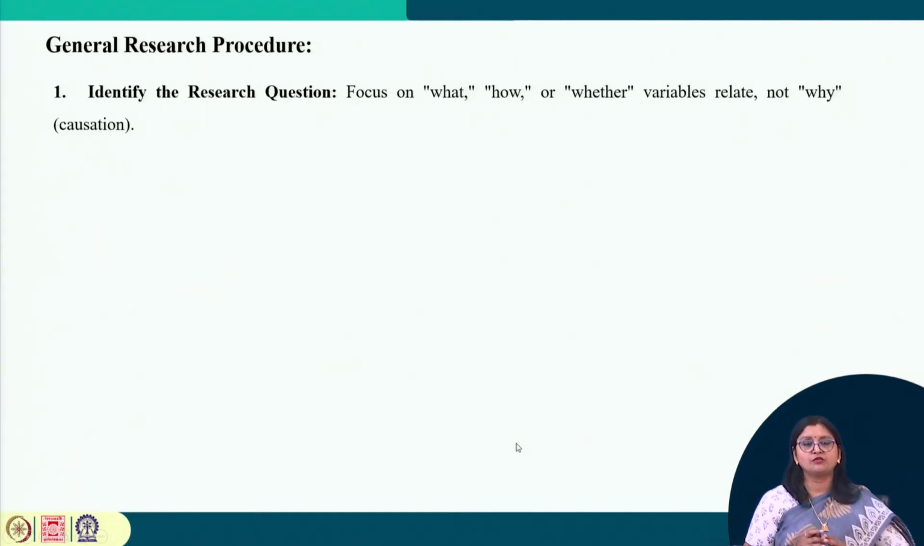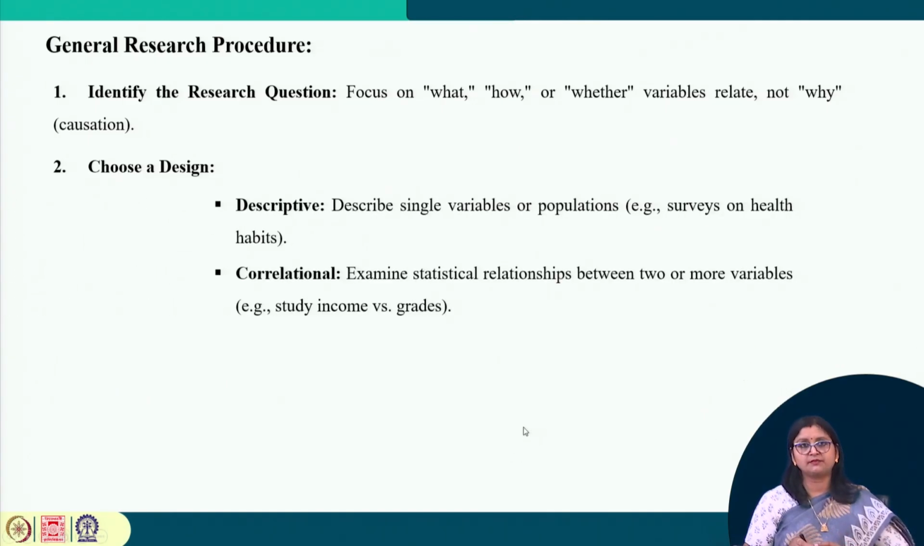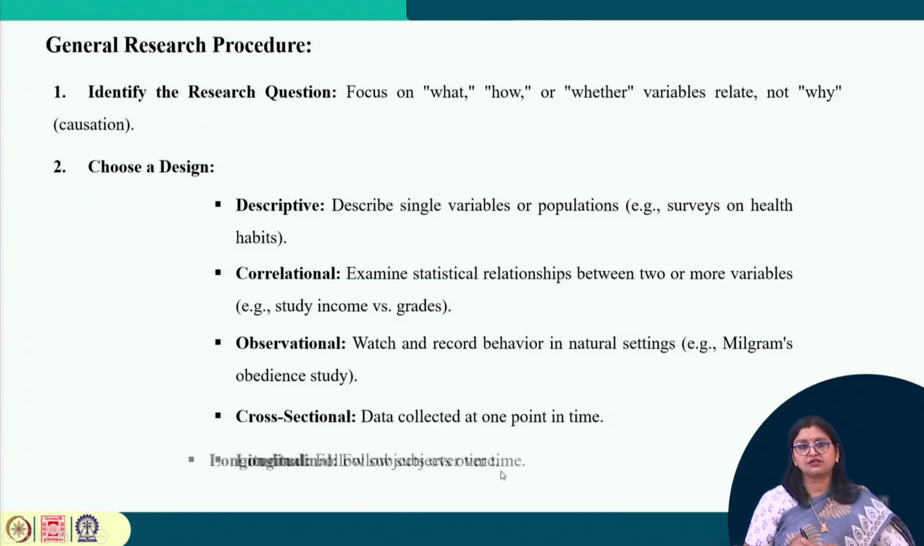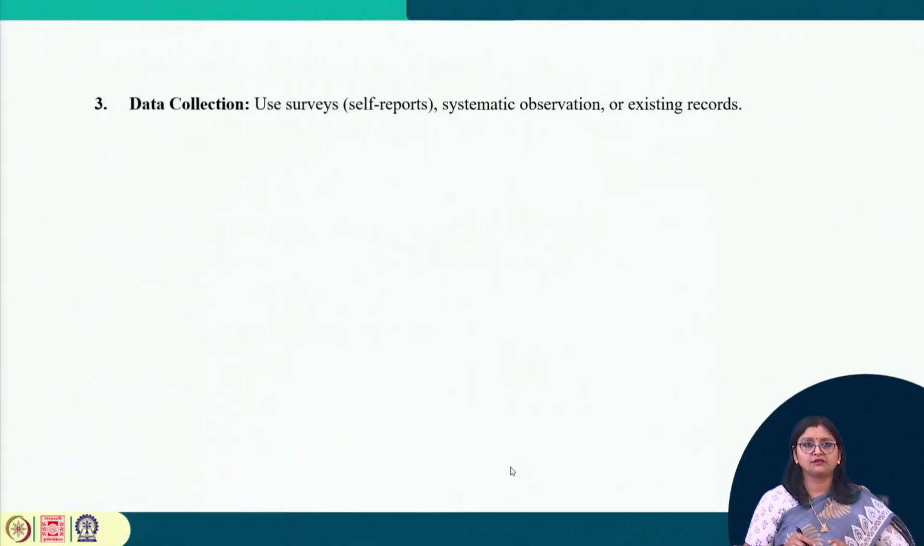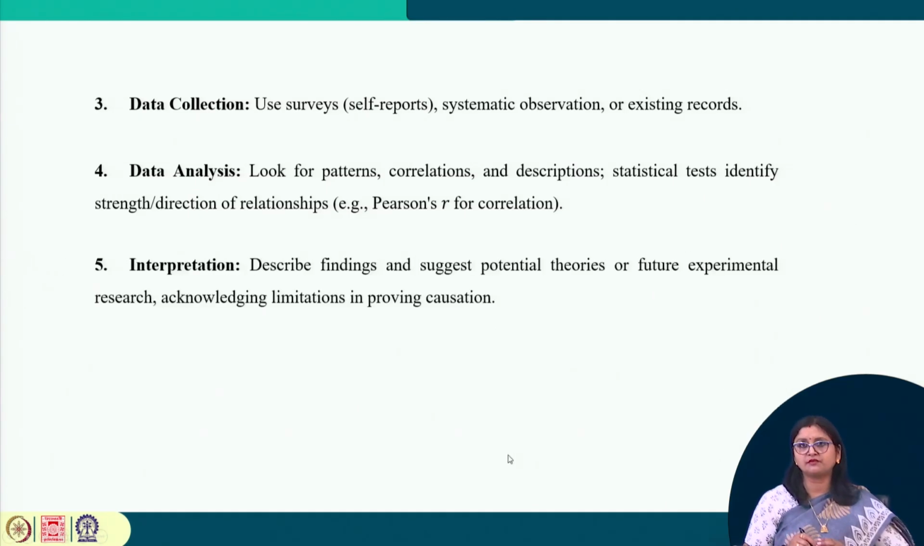Now we will go for the general research process in non-experimental research. This is as simple as the previous researches also. Identify the research question, focusing on what, how, whether and variables related, not why, causation. Choose a design, either descriptive, correlational, observational, cross-sectional or longitudinal. Whatever that is, you decide the method. Then data collection: go for a survey or systematic observation, and whatever existing records are there you can use them.